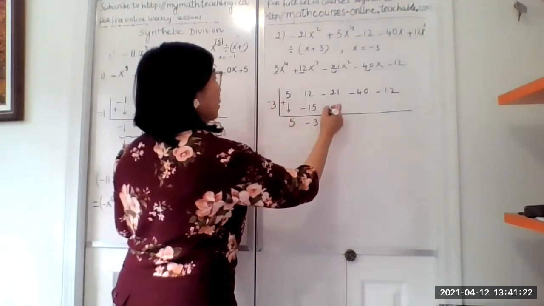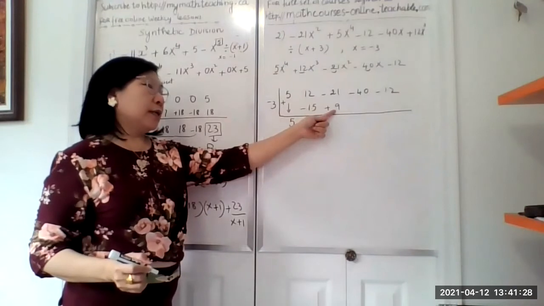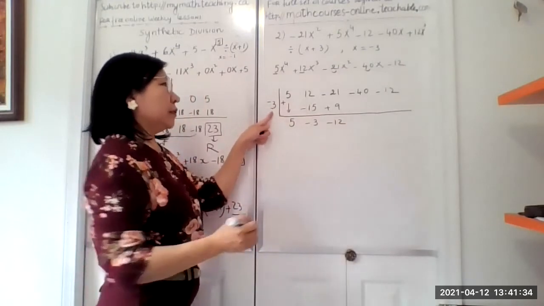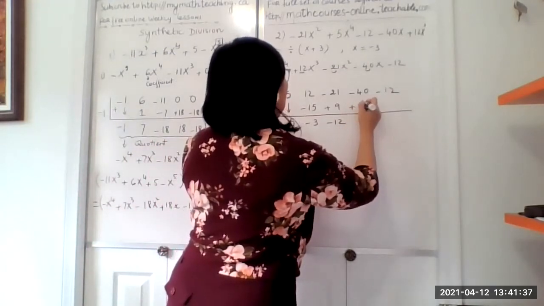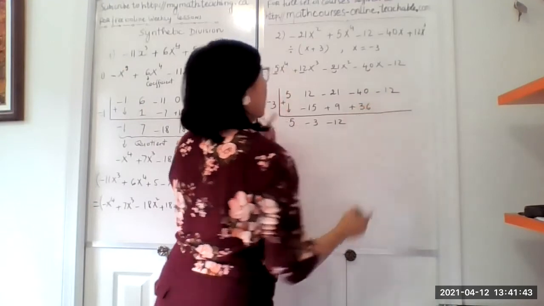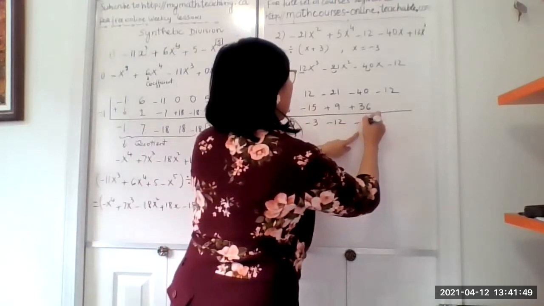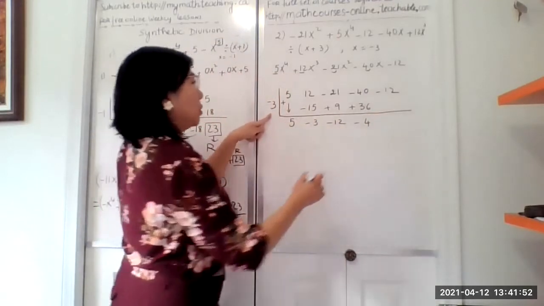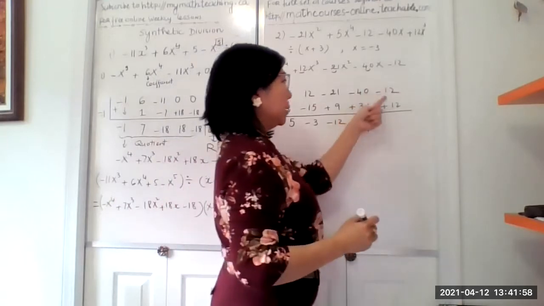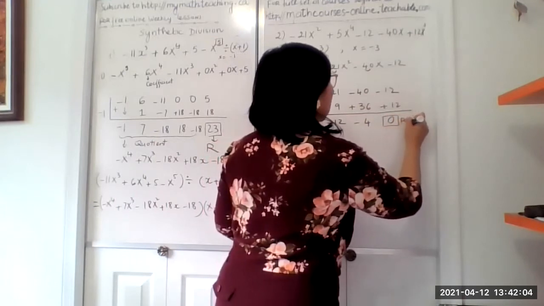Minus 3 times minus 3 again will give us positive 9. Minus 21 added to positive 9 is minus 12. Minus 12 times minus 3 is plus 36. So add them: minus 40 plus 36, we get minus 4. Minus 4 times minus 3 is plus 12. Now I add this last term, and minus 12 plus 12 is 0. So we got a 0 remainder.